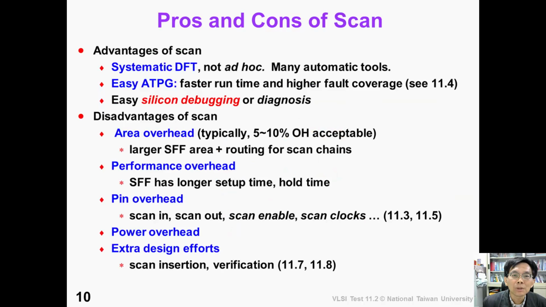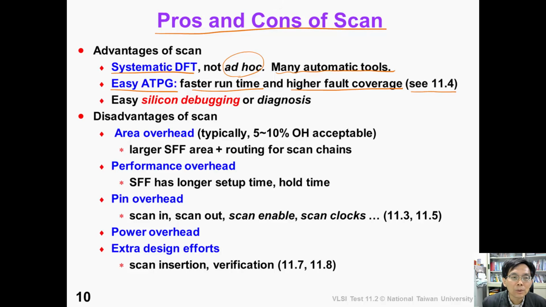Scan is such a good, powerful test technique, but it does not come without cost. The advantage of scan is that we can have systematic DFT. It's not ad hoc DFT. So we have many automatic tools to help us insert scan chain automatically. Also, it makes ATPG easier so that the runtime is faster and the fault coverage is higher. If you want to know more details, please see video 11.4.